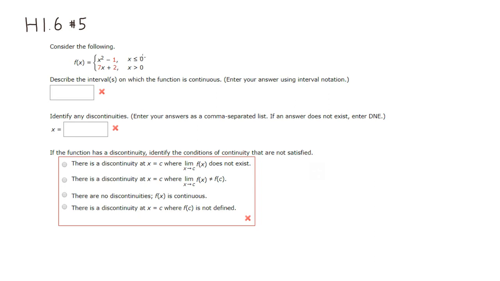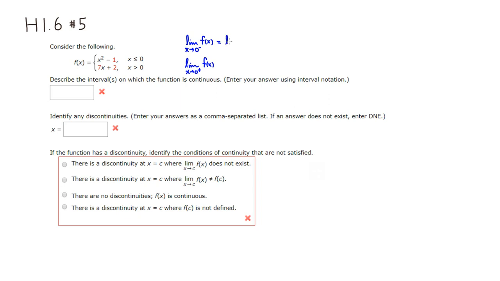That's where it changes its formula. So let's look at that. I'm going to look at the left-hand limit, so x approaches 0 from the left of this function f of x. And then we're going to look at the right-hand limit to see if both sides of the limit exist. Since you're approaching from the left, we're going to have to use the top formula because x is less than or equal to 0.